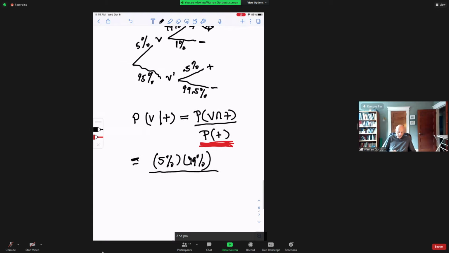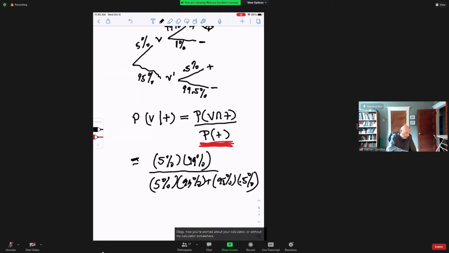And P of plus can happen two ways. One way is the upper part of the tree, or the false positive way. Okay, now you whip out your calculator. And this turns out to be 0.9124, or if you like, 91.24%.